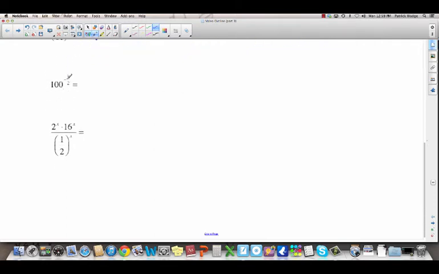Okay, 100 to the negative 1/2. Okay, you have a flippin' negative and you also have a fraction in the exponent. What should you do first? I find that doing the flippin' negative is easiest.